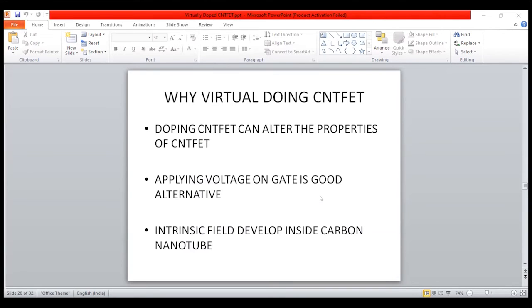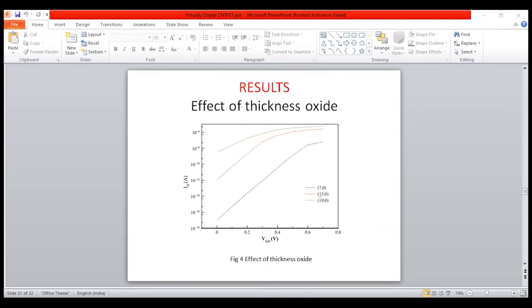Why virtual doping CNTFET? Doping a CNTFET can alter the properties of the CNTFET. Applying voltage on the gate is a good alternative, and an intrinsic field develops inside the carbon nanotubes. These are some of the results that I have simulated. Here, the parameters like 7,0, 13,0, and 19,0 are chiralities. For every parameter, I noted two things: ion-off ratio and subthreshold slope.